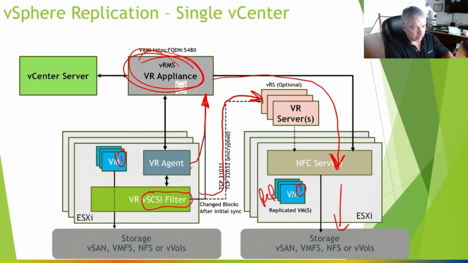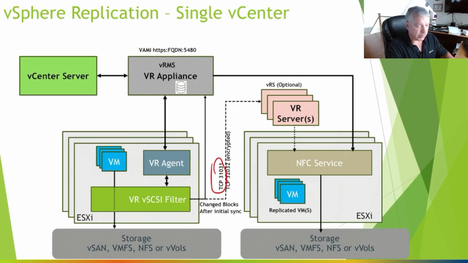Now you'll notice the ports being used here, port 31031 and port 32032. It's all TCP. If it's non-encrypted, it's 31031, that's TCP. If it's encrypted, it's port 32032, okay? So you get that choice. Notice over here I mentioned something about change blocks after initial sync. So great, here's my VM over here.